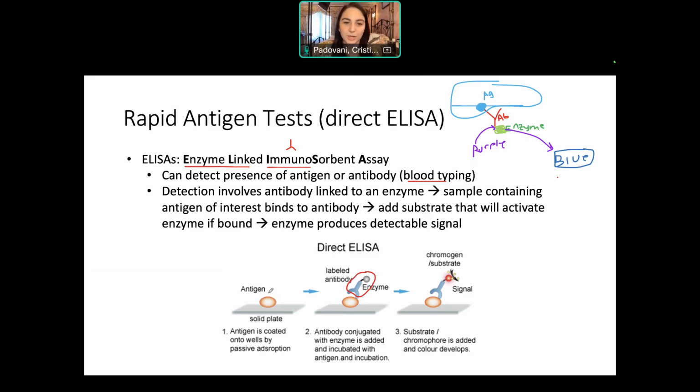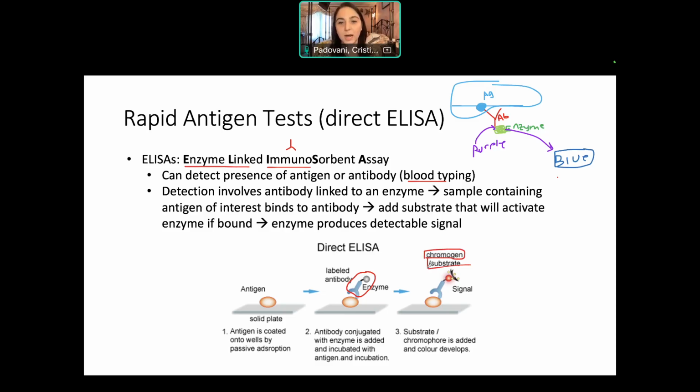So here is your antigen of interest in orange. Here's our antibody that we're adding, and it's going to recognize our antigen of interest. Then you add a substrate that will activate the enzyme if bound. A lot of the times, the substrate is something that you can see. So I did a chromogen. Chromogen means a color change. If I add a color, this enzyme will break it down to another color.